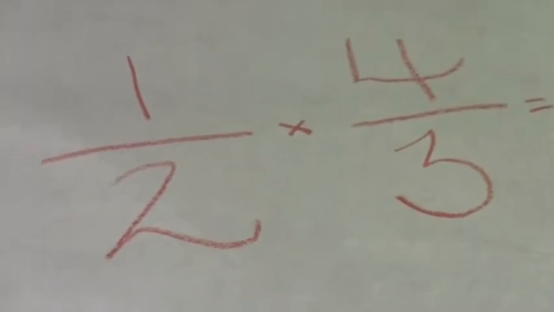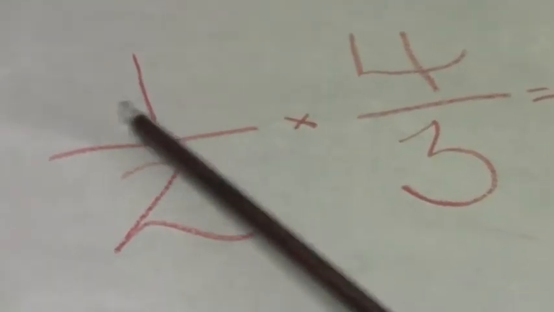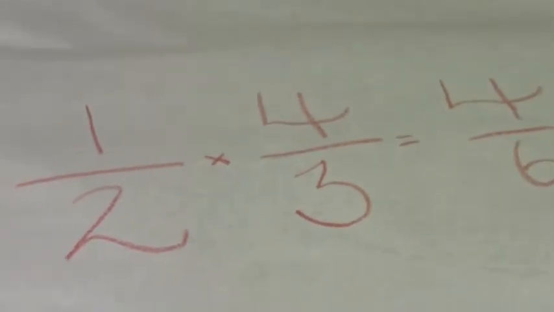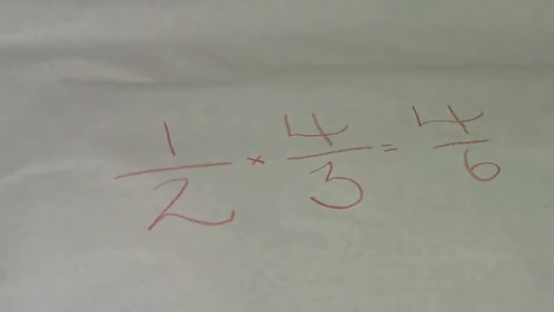How do you multiply fractions? Multiply across the top and the bottom. So you take the tops, 1 times 4 is 4, and 2 times 3 is 6. Which one you do first, the top or the bottom, doesn't matter as long as the top stays on top and the bottom stays on the bottom.